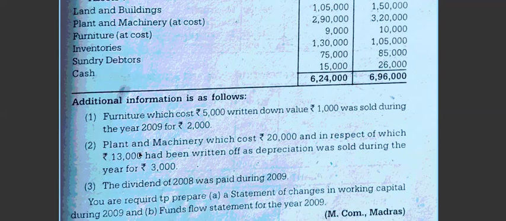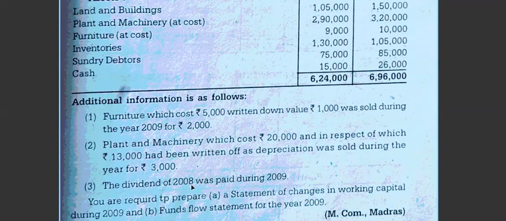Plant and machinery account, which cost 20,000, in respect of which 13,000 has been written off as depreciation, was sold during the year for 3,000. So 20,000 minus 13,000, the value of the machinery is 7,000. It was sold for 3,000. It means there is a loss of 4,000.